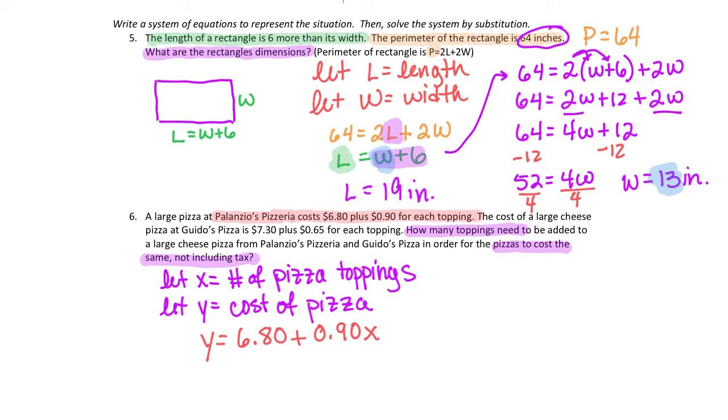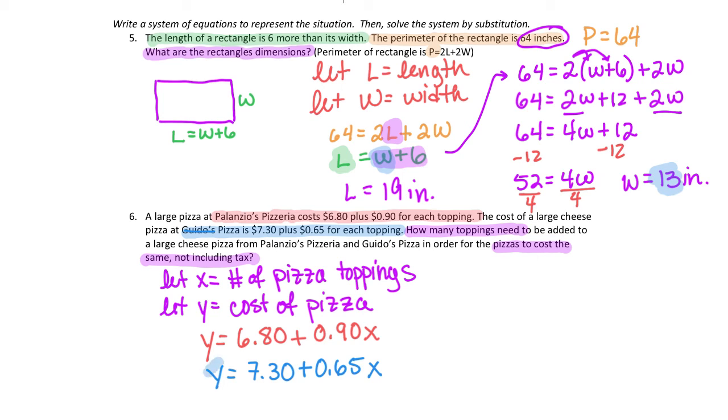Our second pizzeria, Guido's. Sorry, Guido, didn't mean to put a line through it. It's right here. It tells you how to set that equation up. Y equals $7.30 plus 65 cents per topping right there.